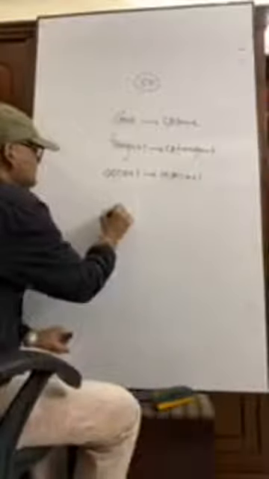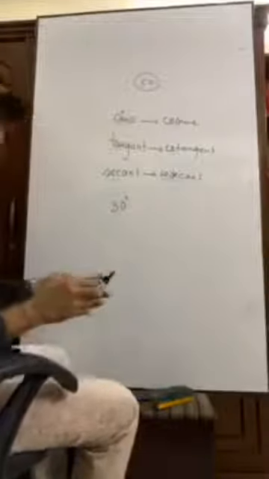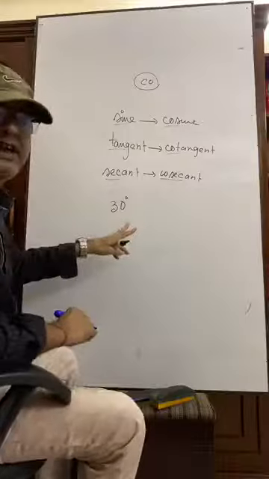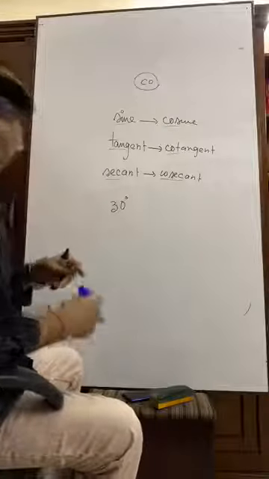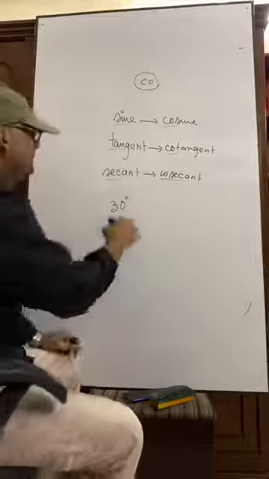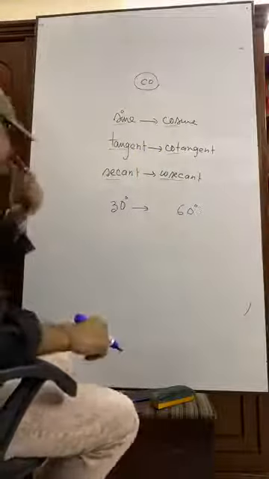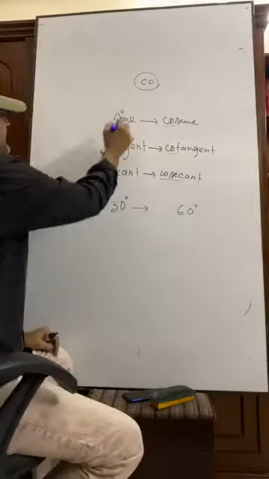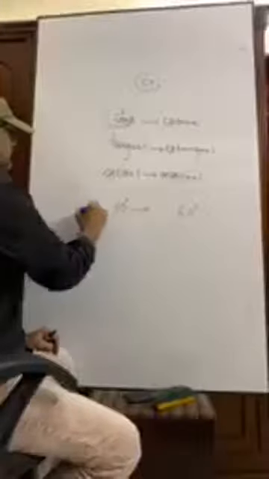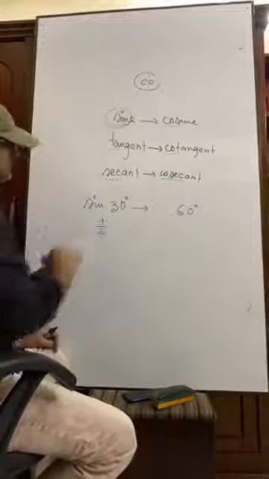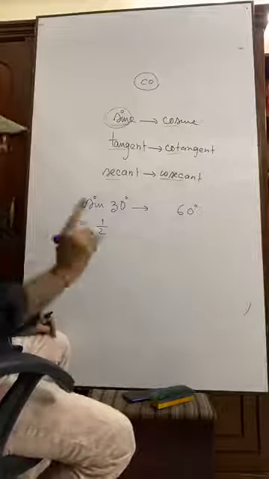Suppose I am considering an angle of 30 degrees. What is its complementary angle? Definitely 60 degrees. Now if I take sine, what is the value of sine 30? The value of sine 30 is half.